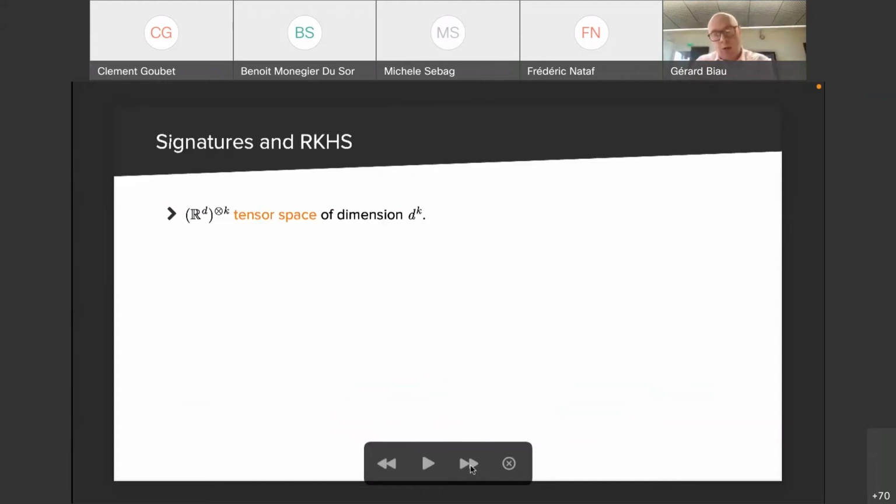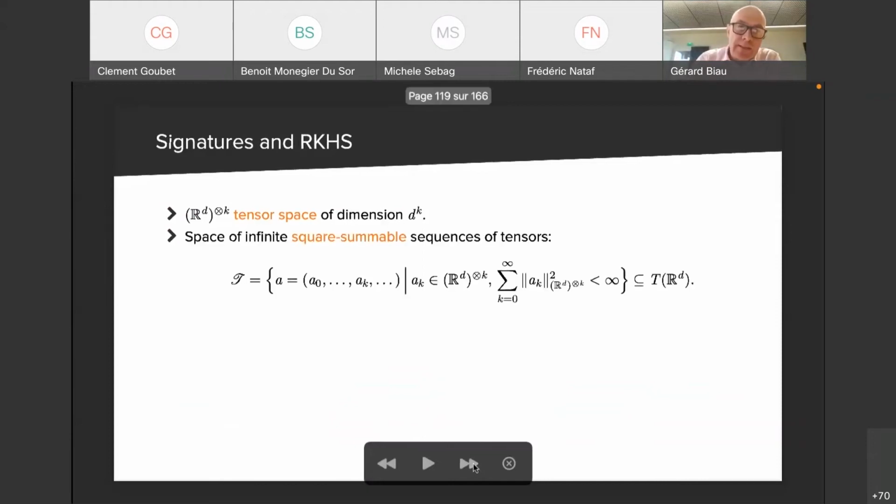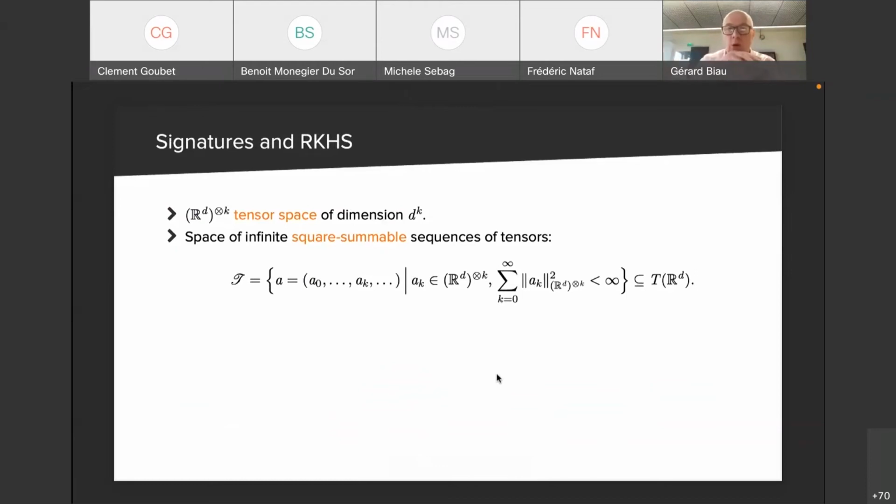So why is it interesting in our case? Well, remember that the signature is a high dimensional sequence which is living in this so-called tensor algebra. Now I look at a smaller space of this tensor algebra. I look at all the series of coefficients for which the sum of the squares of the norms is finite. So here, this norm, you shouldn't be afraid of this. This is just the norm of the vectors plus the norm of the matrix, a Euclidean norm, plus etc. So it's a subspace of my tensor space.